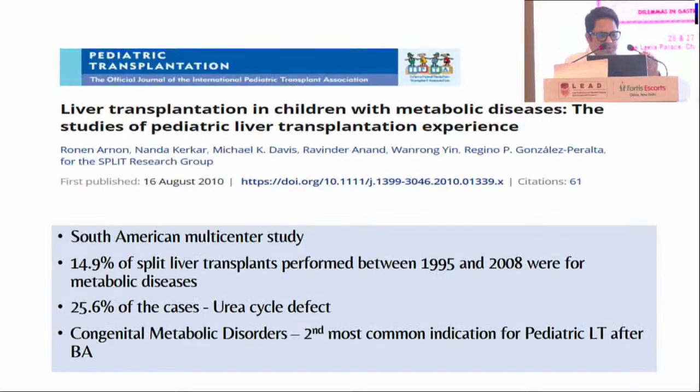So this paper appeared in 2010 for a series of pediatric liver transplants, and we can see that the most common reason for pediatric liver transplant all over the world is biliary atresia, followed by metabolic liver diseases, and in the metabolic liver diseases also the most common reason seems to be urea cycle disorders.